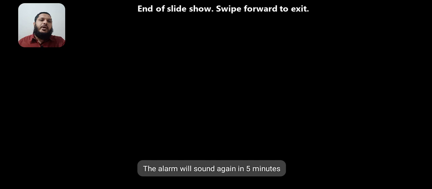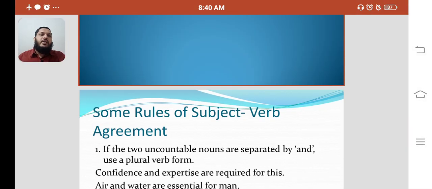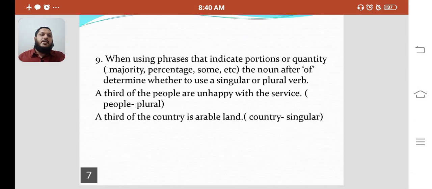Similarly, we have one more example. A third of the country is arable land. Country is singular, so here we have to use a singular verb. So when you use words like majority, percentage, etc., we have to use verbs according to the noun. If the noun is plural, then you have to use a plural verb, and if it is singular, we have to use a singular verb.